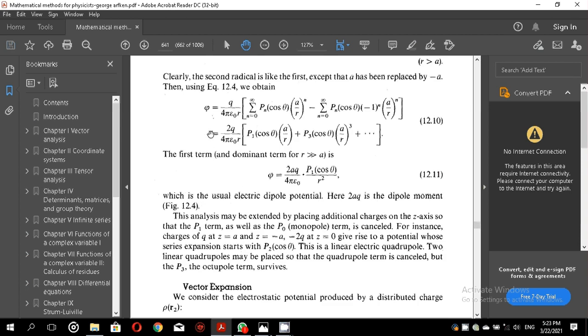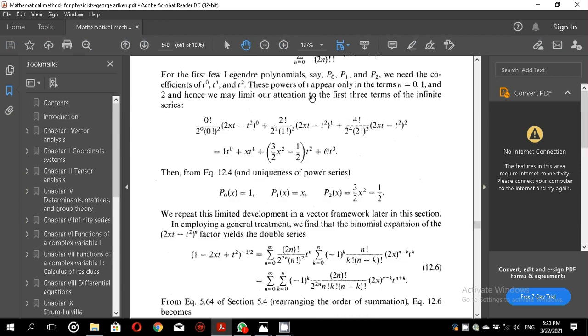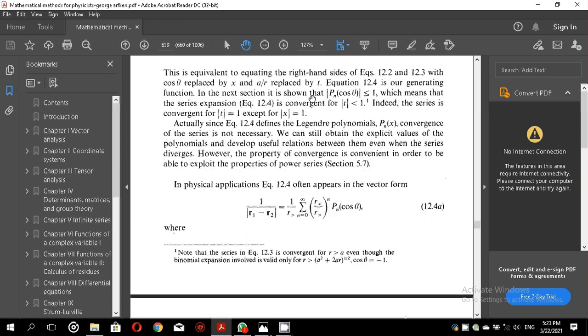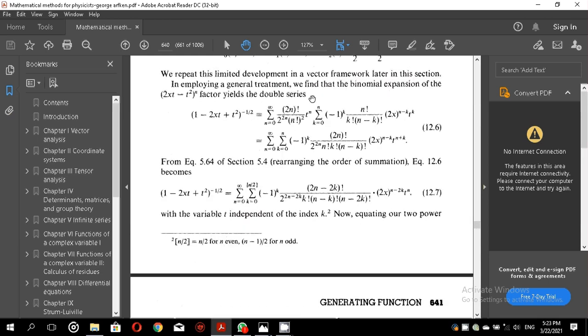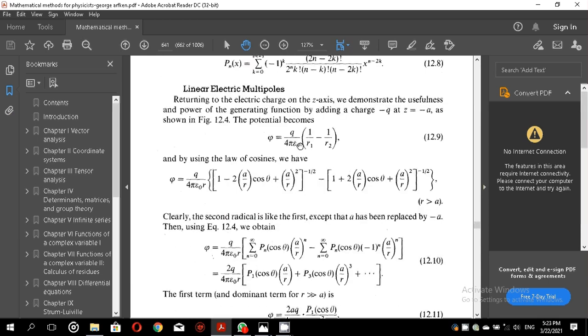Right, so this is the electrostatic potential, in which this is the value of 1 over r1 and this is the value of 1 over r2, the second term, using the generating function of the Legendre polynomials. Here we have a minus sign, as is the situation shown in the figure. So we will say that this is the electrostatic potential due to a dipole.